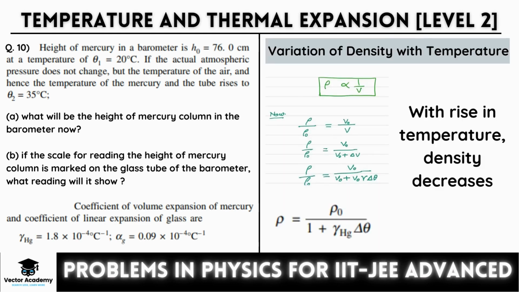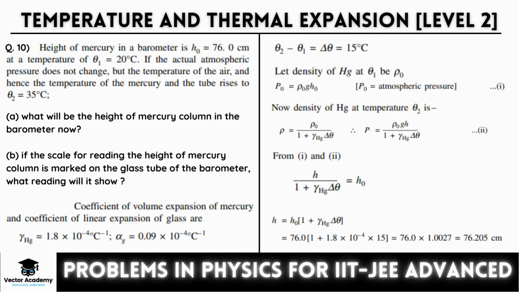Variation of density with temperature. With rise in temperature, density decreases. For the first part of the question, we just have to calculate the increase in height of mercury column in the barometer regardless of readings on the glass tube of the barometer. It is given, P initial equals P final. Here, change in temperature equals 15 degrees Celsius.